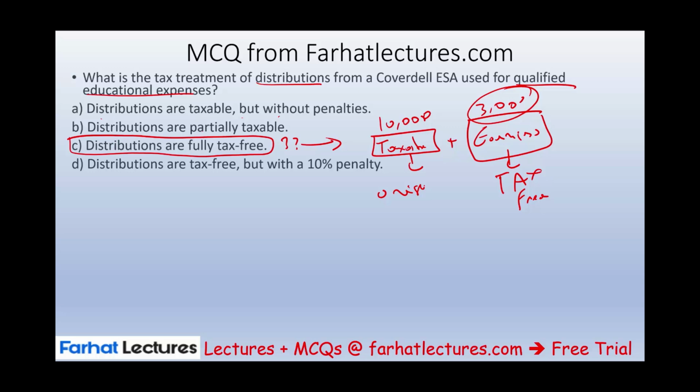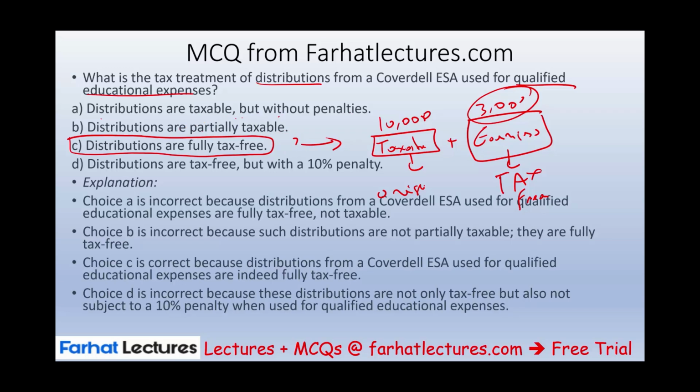Now, there's a 10% penalty if you withdrew more than what's needed. It could be partially taxable as well, because some of it could be used for educational purposes, and some in addition, which is subject to a penalty. Distributions are taxable without a penalty? No, they could be taxable with a penalty. So the best answer is distributions are fully tax-free if used for qualified educational expenses.